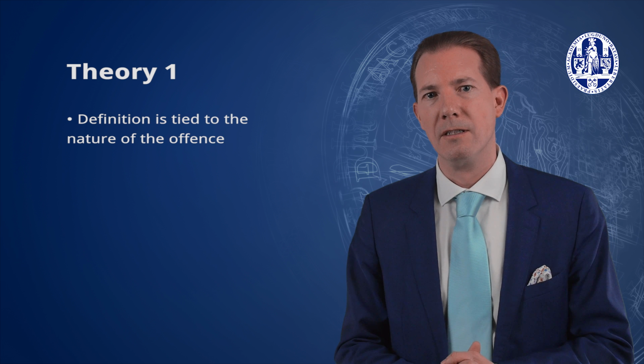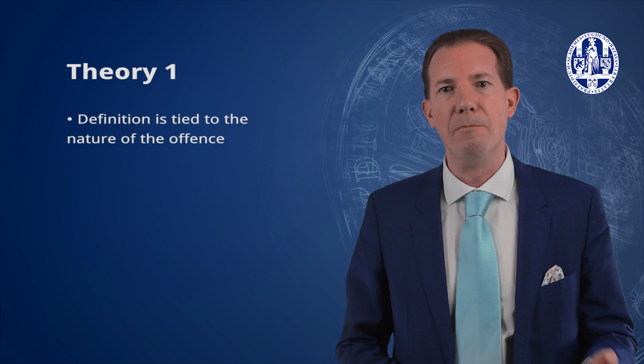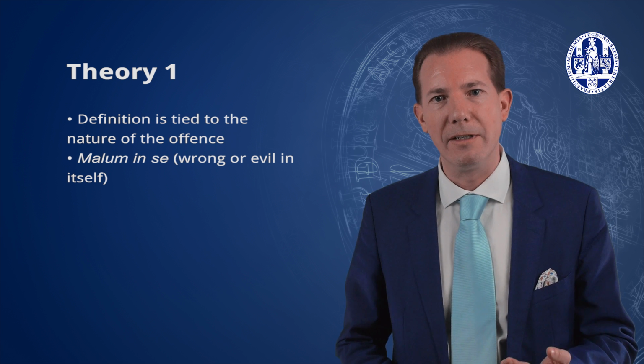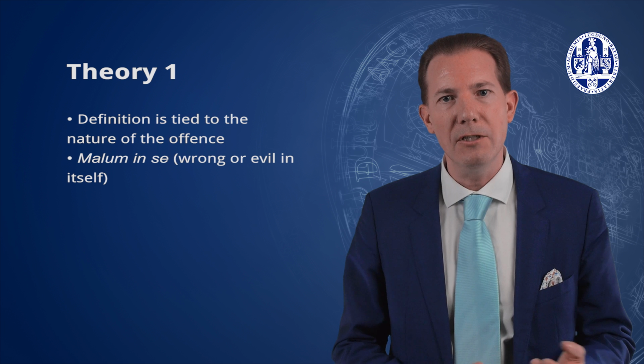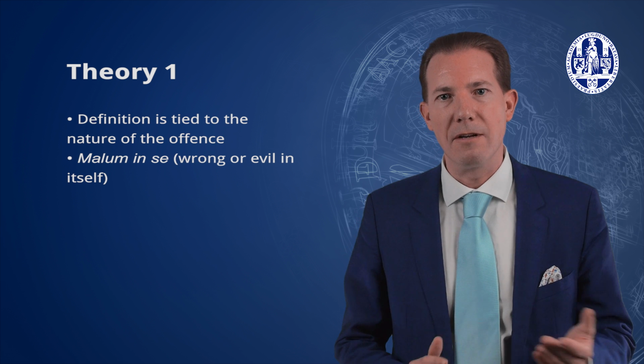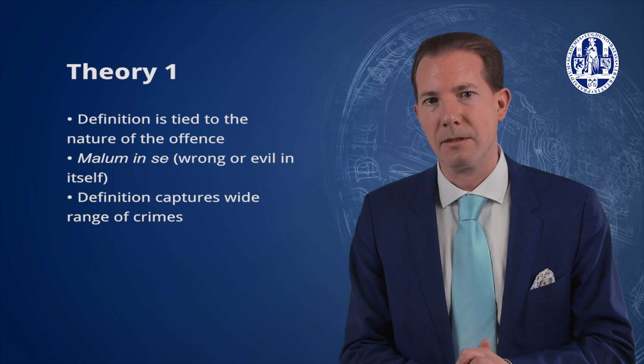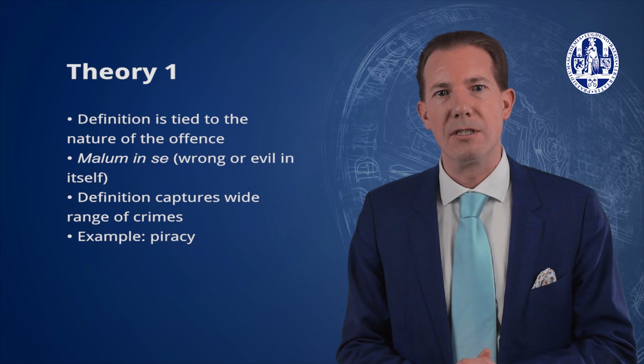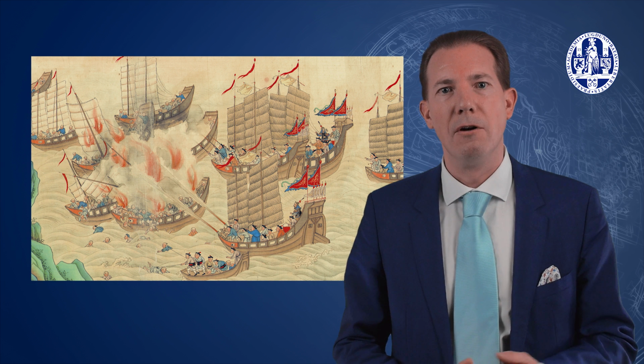Some domestic crimes may be just as heinous or grave as international crimes. Typically, two theories are used to explain what an international crime is. According to one theory, the definition of an international crime is tied to the nature of the offense. This theory draws on the Latin concept of malum in se, which means wrong or evil in itself. A crime is considered inherently wrong because of its evil nature, independent of regulations governing the conduct. This definition captures a wide range of crimes. A classical example is piracy, which is the first international crime. Pirates on the high seas were called enemies of humankind. Any state could prosecute them regardless of nationality or the place of commission of the crime.